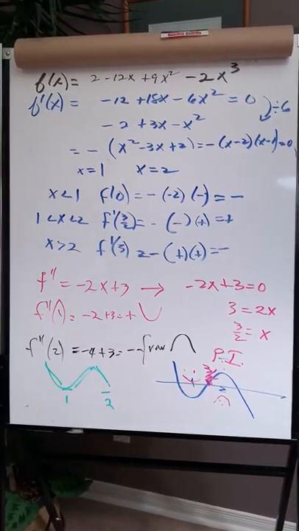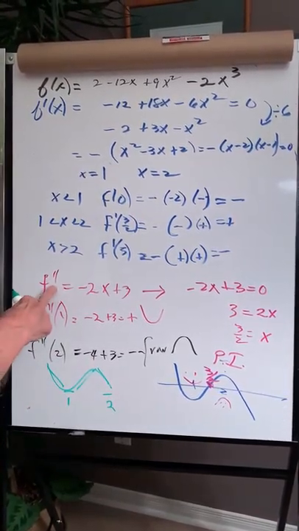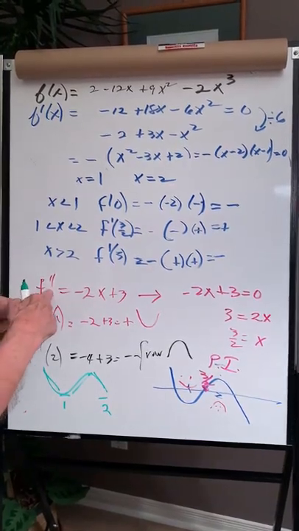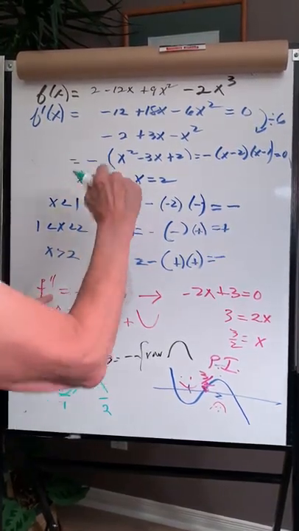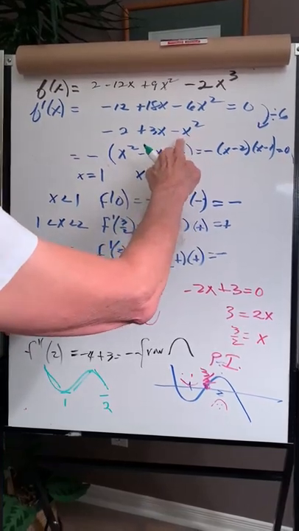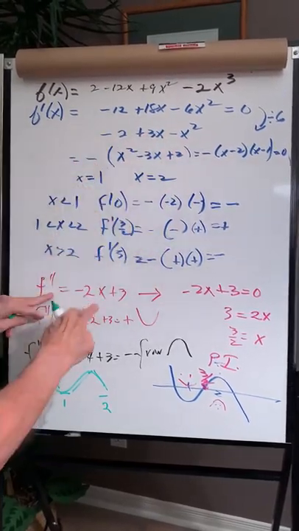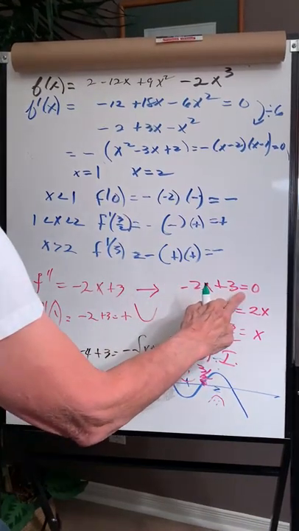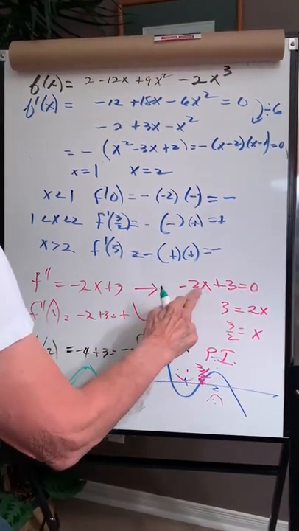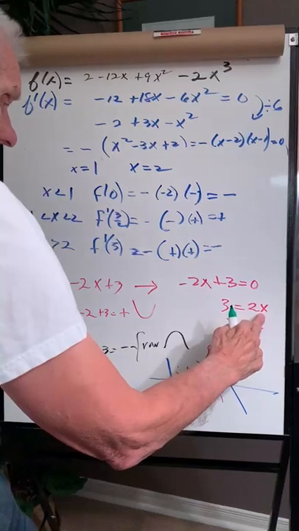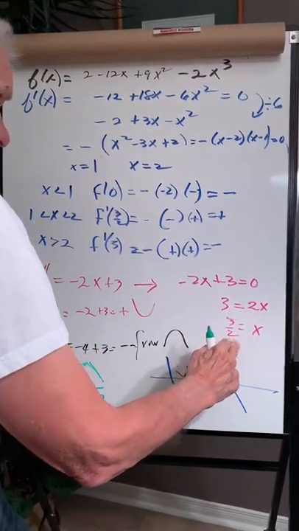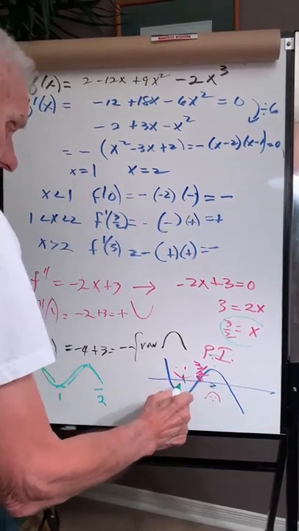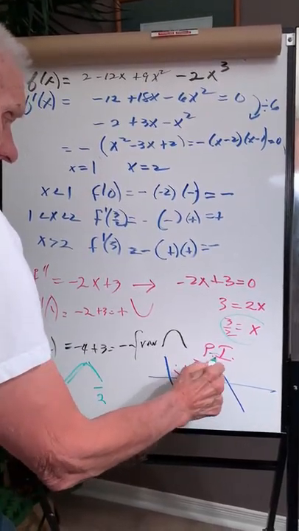Now, let's take the second derivative, which means we take the derivative of this thing over here, which is going to become minus 2x plus 3 equals 0. Set it equal to 0, solve for x. Make this positive, divide by 2. So when x is 3/2, which is between those two, is the point of inflection.